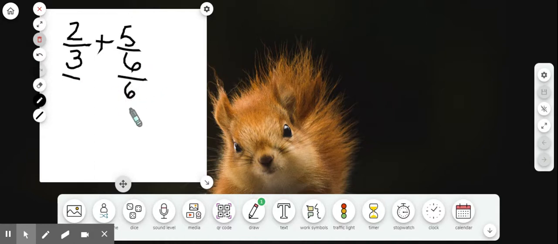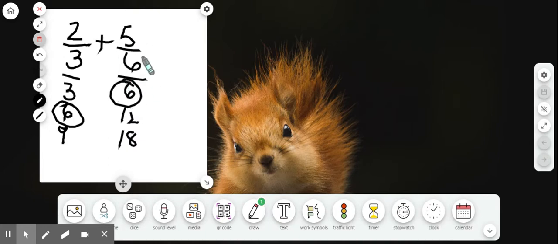So here we have 6, 12, 18. 6 times 1 is 6. 6 times 2 is 12. 6 times 3 is 18. Here, 3 times 1 is 3. 3 times 2 is 6. 3 times 3 is 9. What multiples do they have in common? 6. So now we have to figure out a way to turn this denominator into a 6.